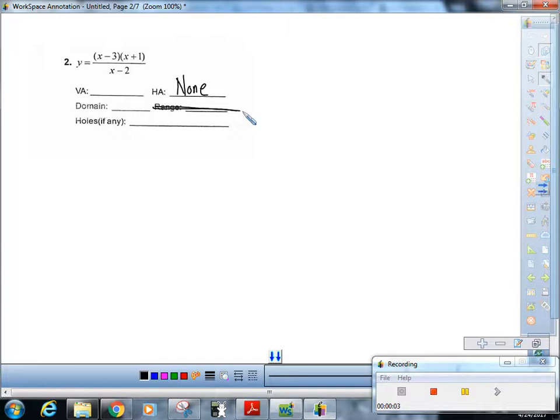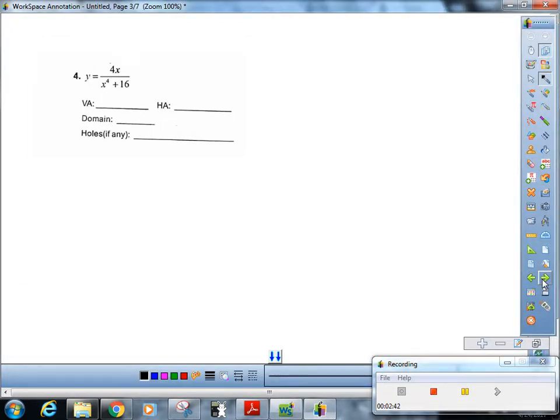Okay, so that leaves us with vertical asymptote, holes, and the domain. Did we cancel anything? So there's no holes. Where would the bottom of the fraction, the denominator, at what value for x would it equal 0? That's right. So we're going to have a vertical asymptote at x equals 2. And then the domain is all reals except x cannot equal 2.